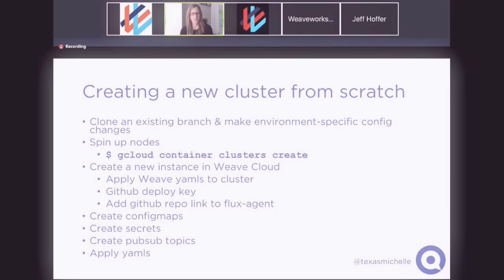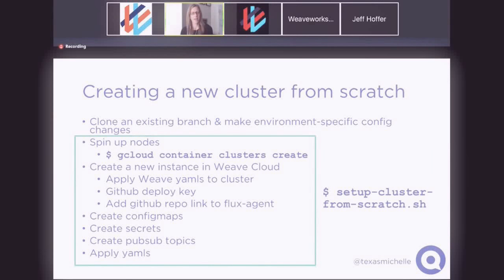This is the process that we go through when we're either rebuilding a cluster that's just gone down, or if we're creating a brand new one, like if we need another dev environment for whatever reason. So we'll take that existing branch and we'll clone it, or we'll just use the same one if it was a cluster that died. But we'll make whatever environment-specific changes we need to and commit that, and then run essentially a single script. It goes and spins up these nodes. This is a gcloud command because, again, it's a managed cluster.